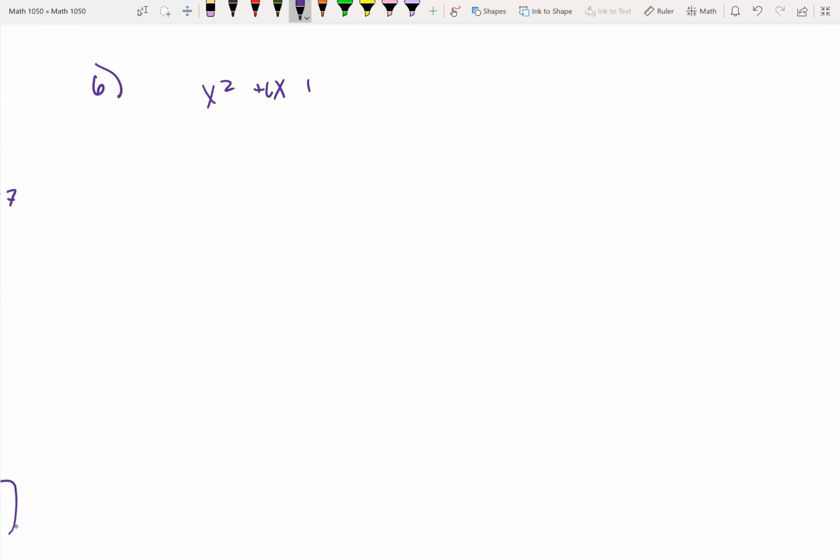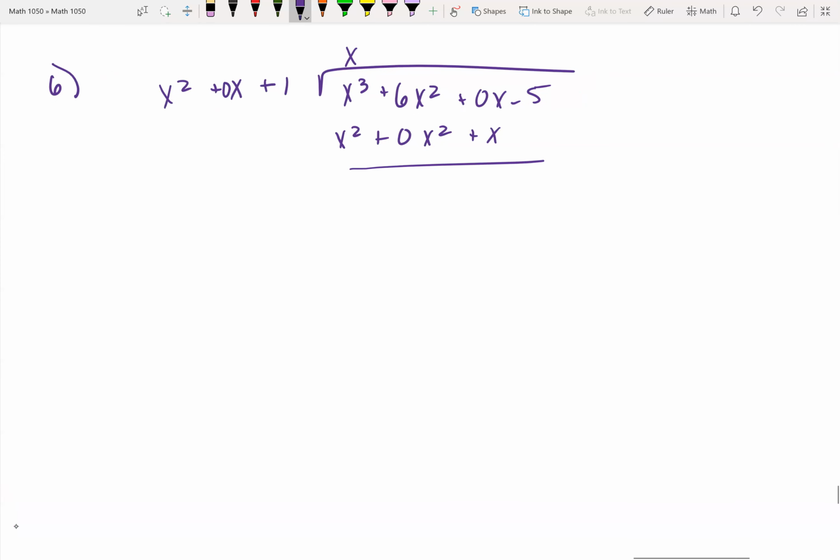So you write down the bottom, on the outside filling in a 0x, on the top you have an x to the third, a plus 6x to the second, a plus 0x minus 5. What do I multiply by x to the second to get x to the third? That's an x. Distribute, and I get x to the third plus 0x squared plus x. Oh, that should be an x to the third right there, sorry. Change your signs. Those cancel. That gives you a 6x to the second minus x, bring down the 5.